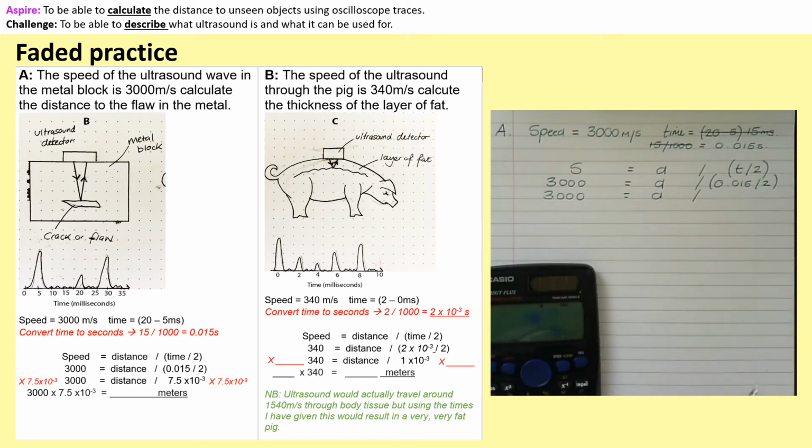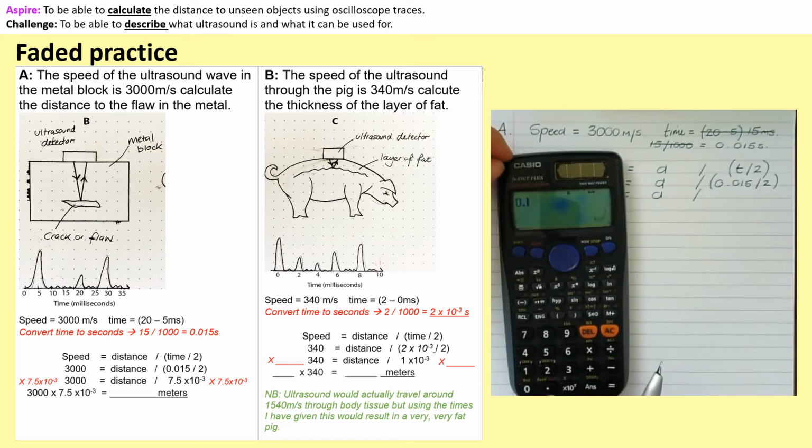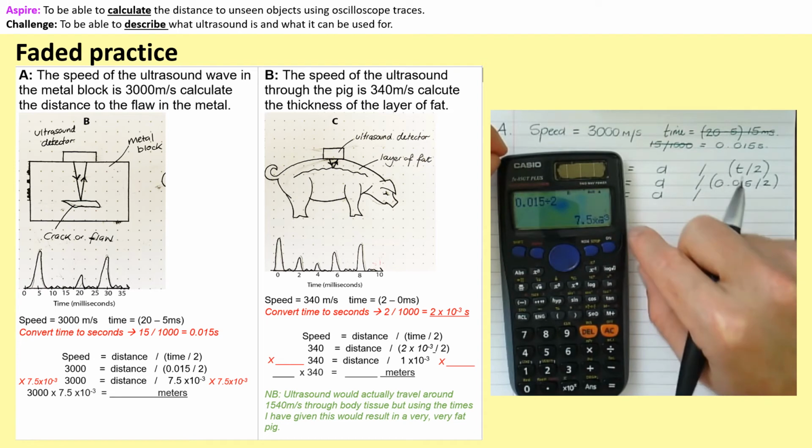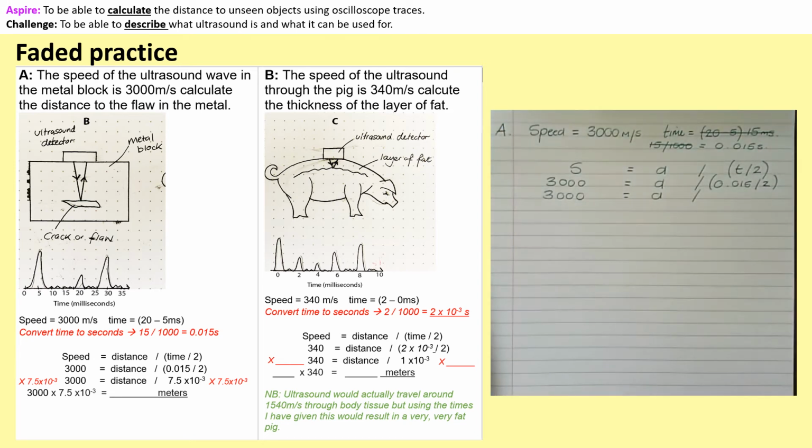Now, even though it tells you the answer on here, it's good practice to do it and use the guide to just make sure that your answer agrees. I've got 7.5 times 10 to the minus 3. If I look at that, 7.5 times 10 to the minus 3, so I know I'm doing the right thing. So 7.5 times 10 to the minus 3.